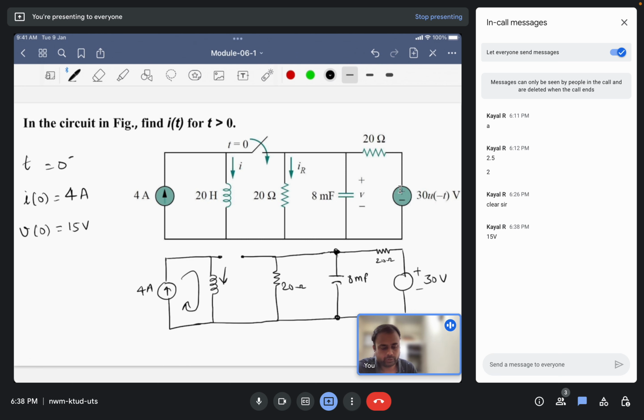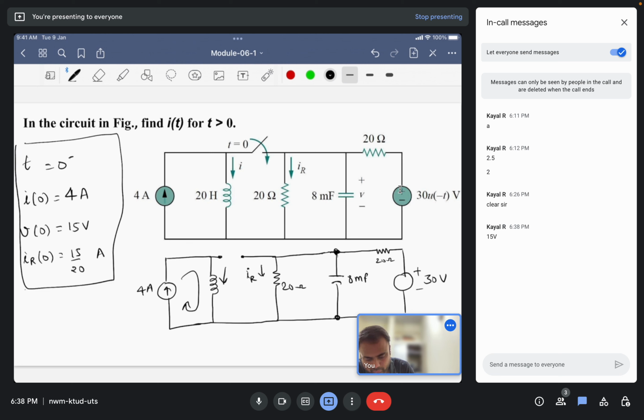And also you can find the current through the resistor IR. So this will be IR at 0. The voltage drop is 15, so 15 by 20. This will be the current. So these are our initial conditions. Now let us see what will happen when the switch is closed.